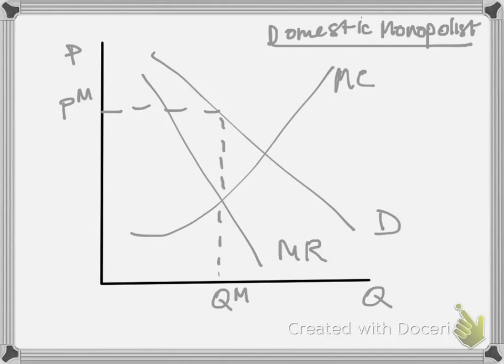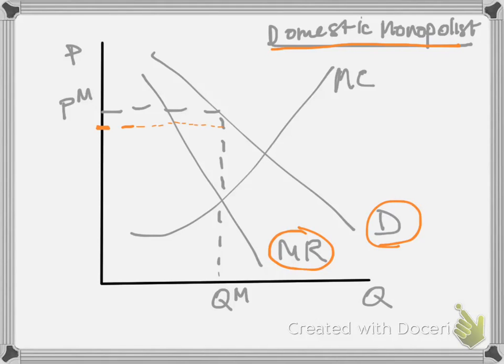Let's take a look at how a domestic monopolist faces international competition, international trade, and how it reacts to tariffs. So we start with the domestic monopolist, and you remember that in monopoly, the only seller faces a demand curve, D, and that means that if it wants to sell more, it has to lower the price. So its marginal revenue will be below the demand curve.